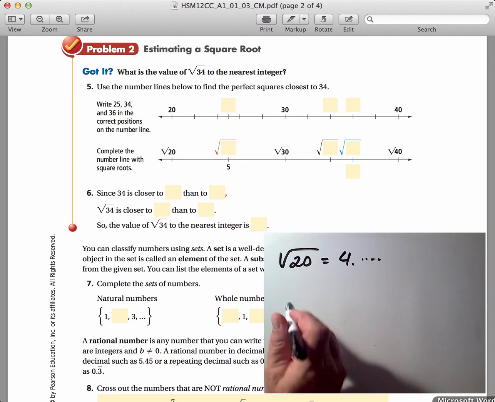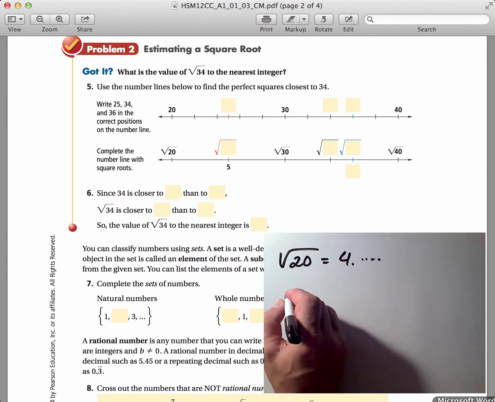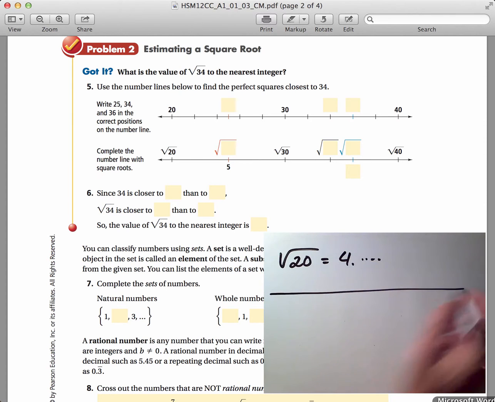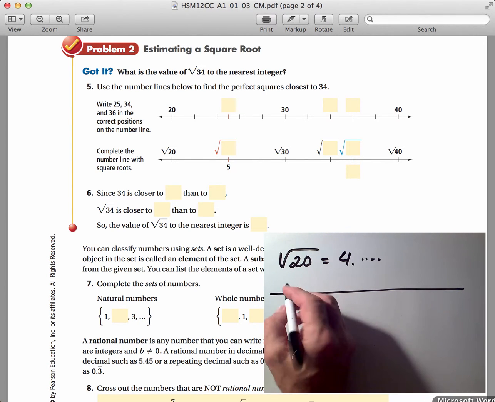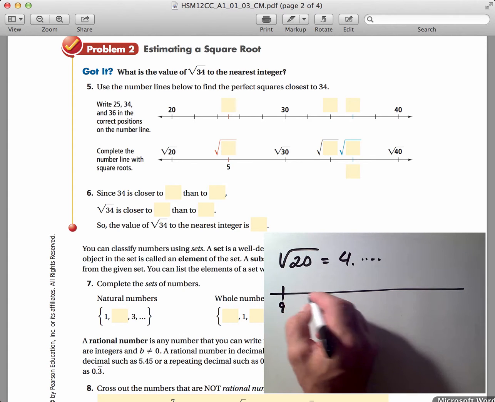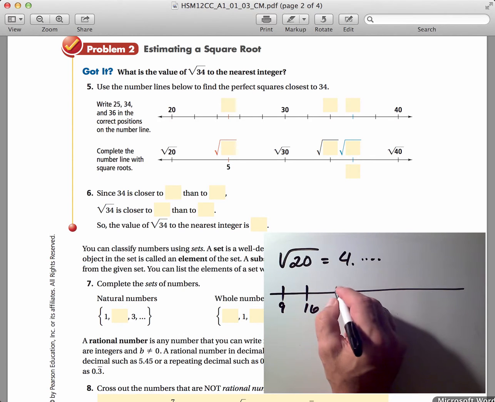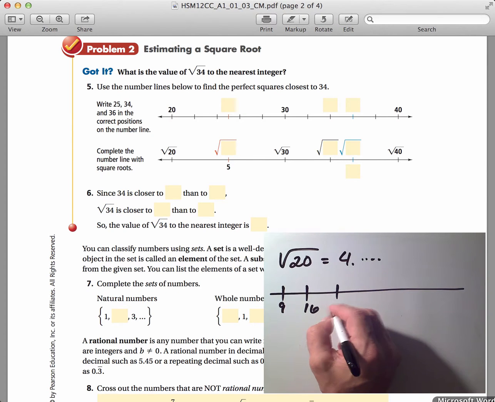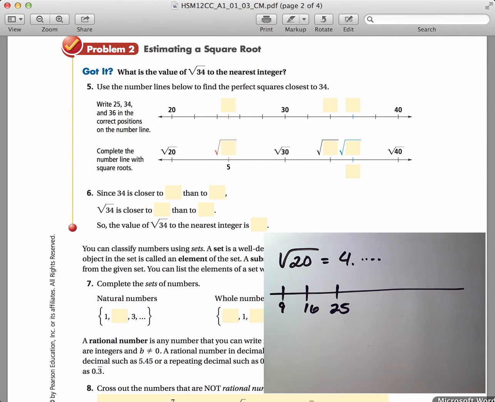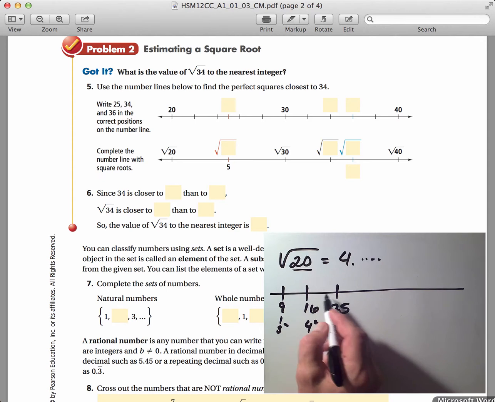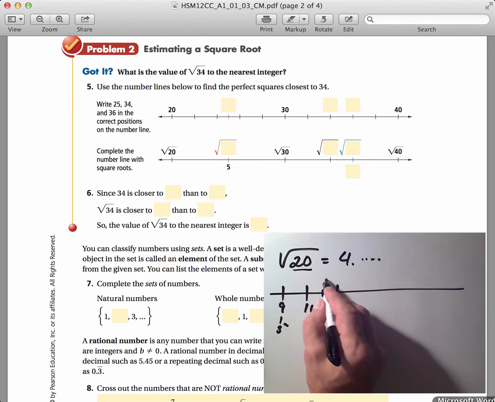Let's look at my piece of paper that I've got here first. I'm going to do a number line, and I'm going to put in my perfect squares. I'm going to say this is 9, this is 16, this is 25. Okay, so I've got 3 squared here, 4 squared here, 5 squared here. Where does 20 fall in? It falls in somewhere between 16 and 25. Let's say right in here. Okay, there's 20.